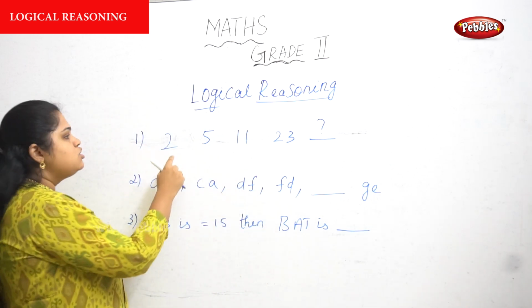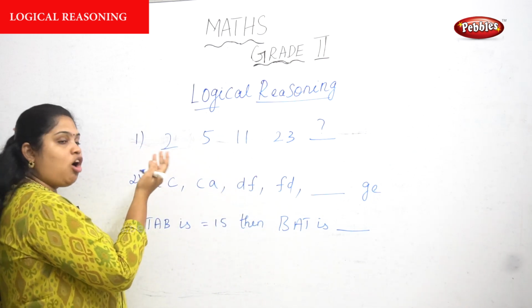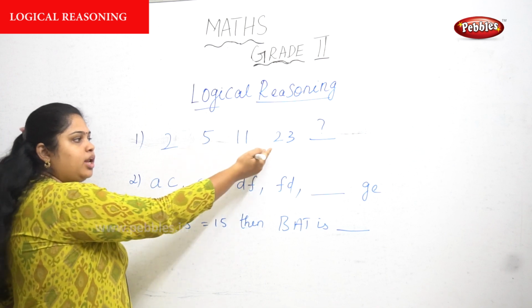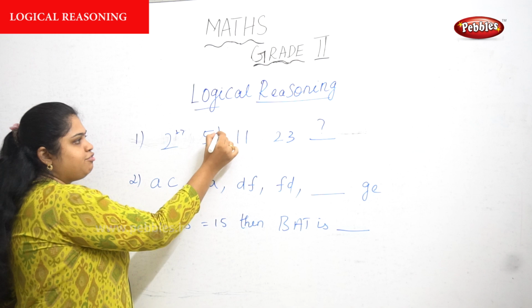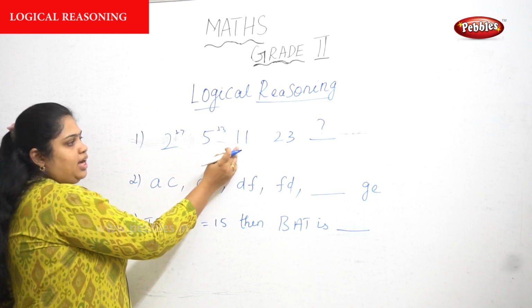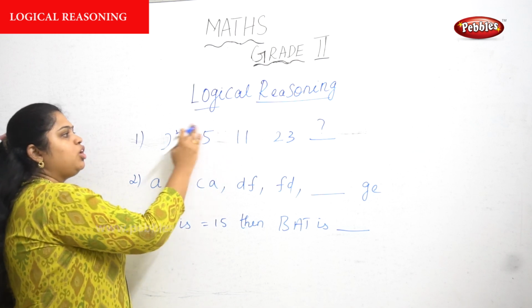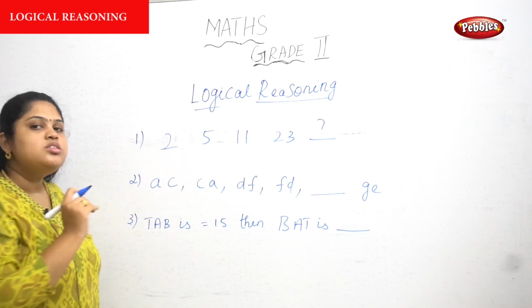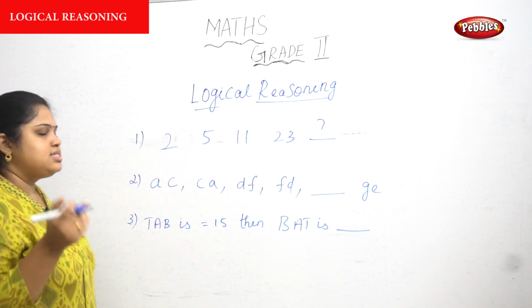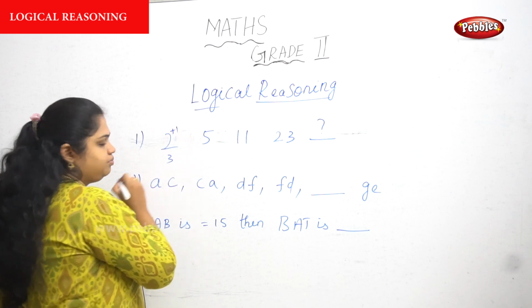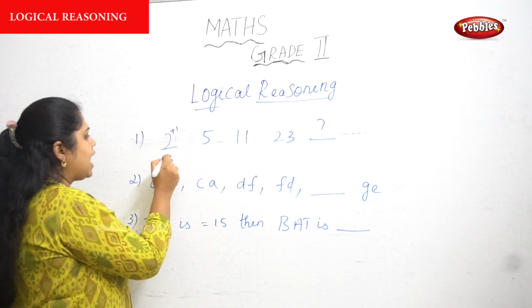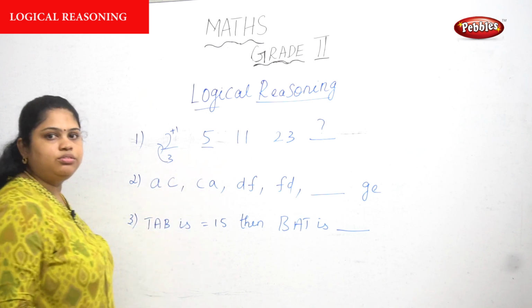Let's think. If you add a common number to get the next number, 2 plus 3 is 5. Next, 5 plus 3 is 8. So there isn't any common number here. Then what is it? Yes, 2 plus 1 is 3. If the 3 is added to the 2, the answer is 5.